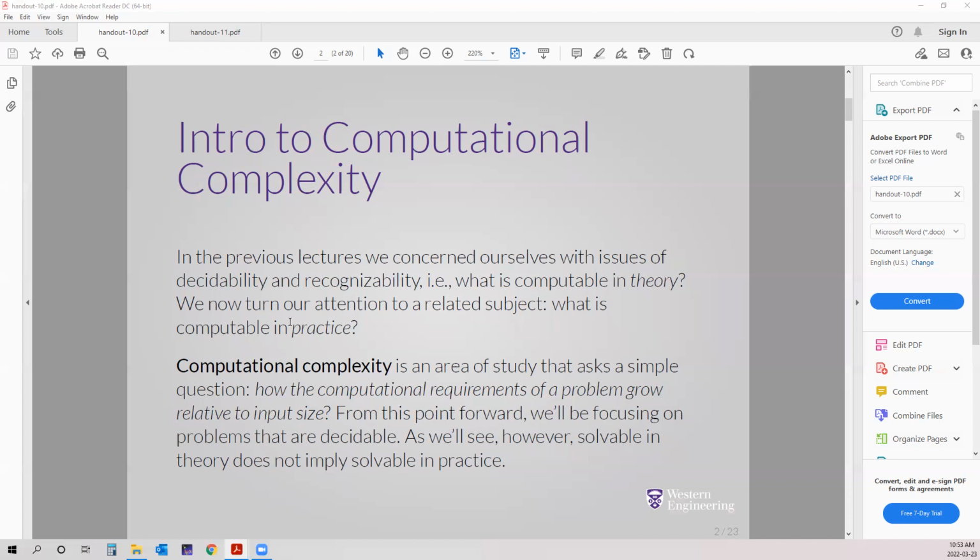From this point forward, we'll be focusing on problems that are decidable. These problems are decidable, not just recognizable, because we said every decidable problem is recognizable, but not every recognizable problem is decidable. As we will see, however, solvable in theory does not imply solvable in practice. You might see a problem that is solvable, but once it comes to computation, to computers or machines, it's not solvable. We will see.